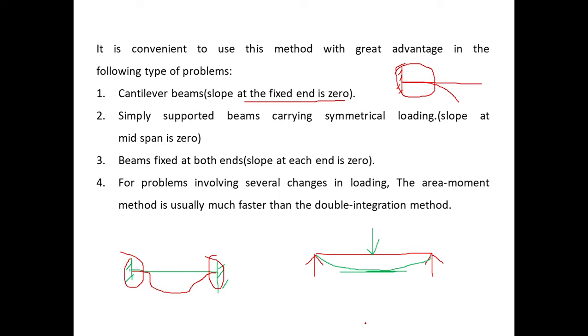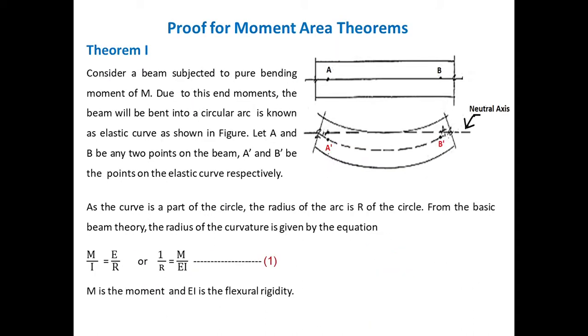Moreover, for problems involving several changes in loading, the area moment method can be adopted. The area moment method is usually much faster than the double integration method, right? Okay. This is the proof for theorem 1, right? Already in the previous videos, we discussed the beam theory.